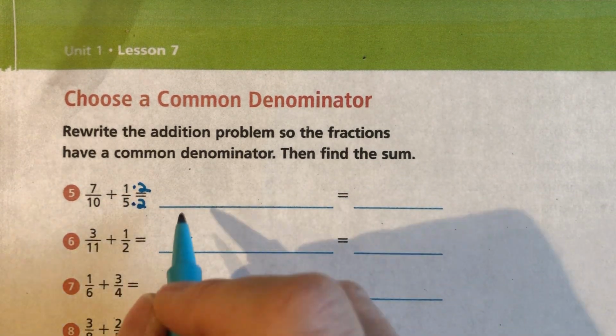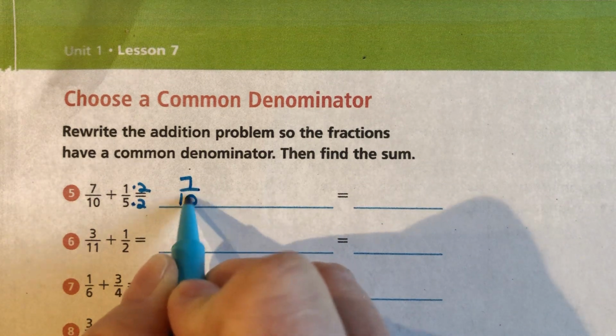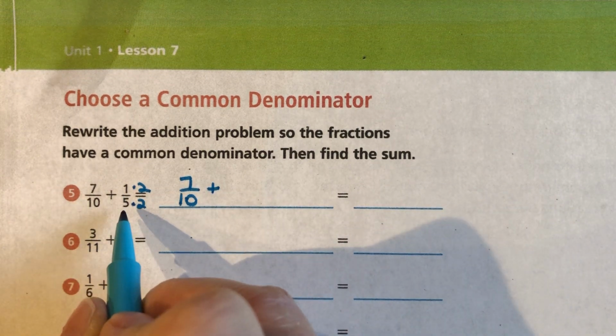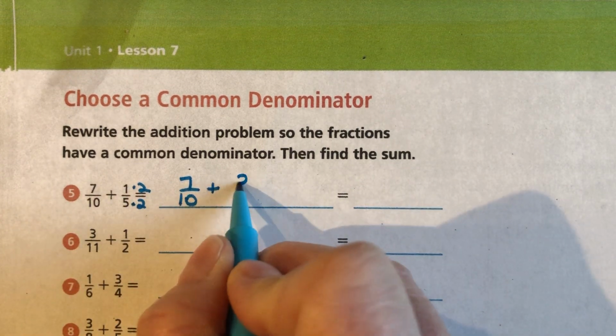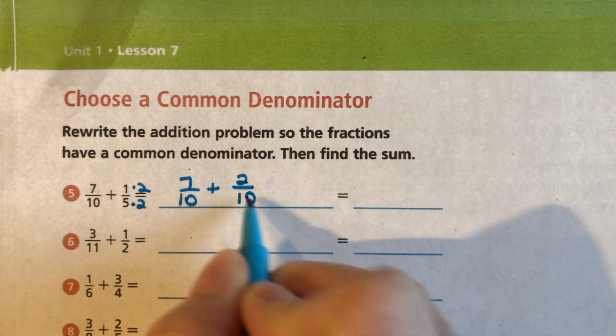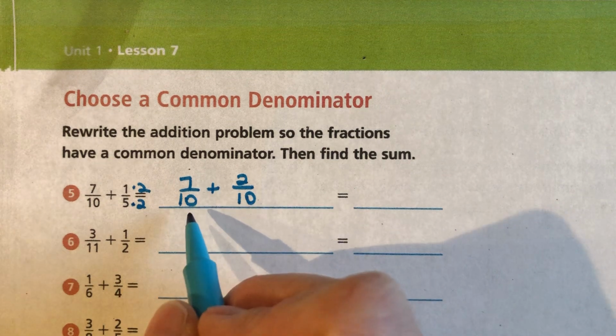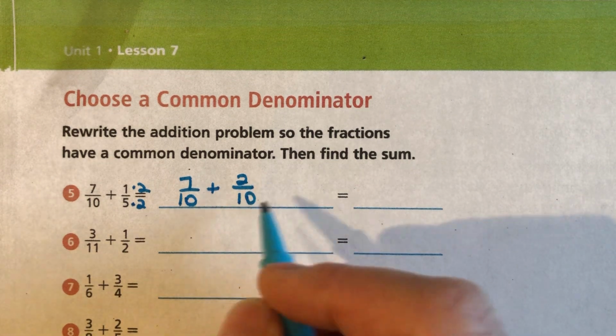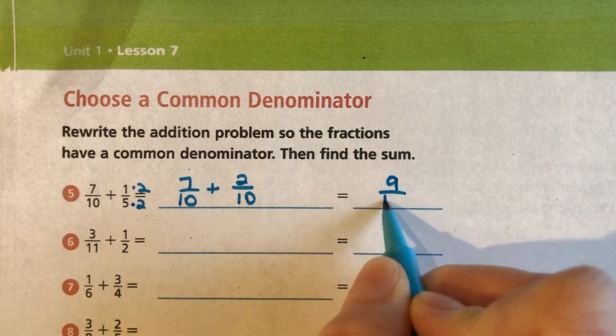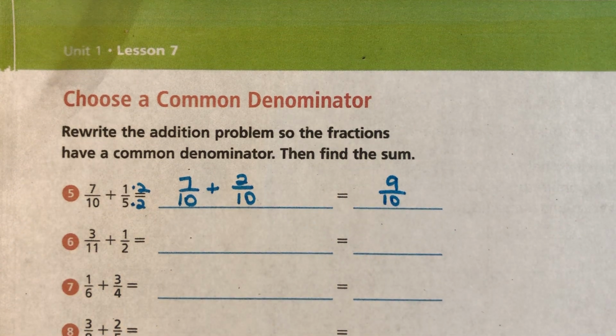So I'm going to rewrite my problem on this line. 7/10 doesn't change, but this 1/5 is going to change into 1 times 2 is 2, and 5 times 2 is 10. All right, when you add those together, 7/10 plus 2/10 is going to give us 9/10. And 9/10 is in simplest form. It's not improper, so we're good to go.